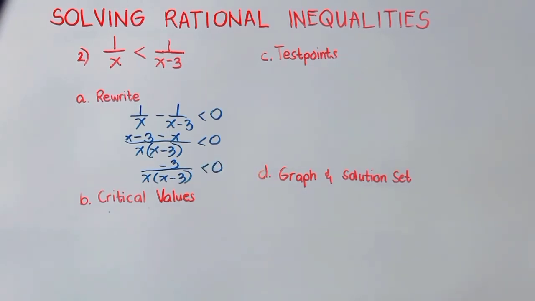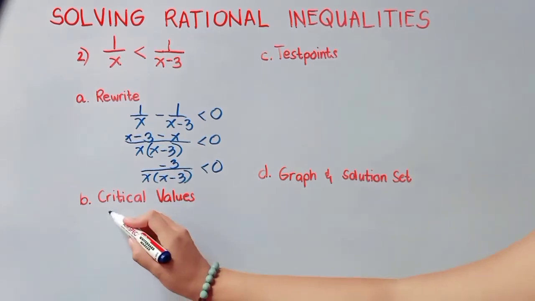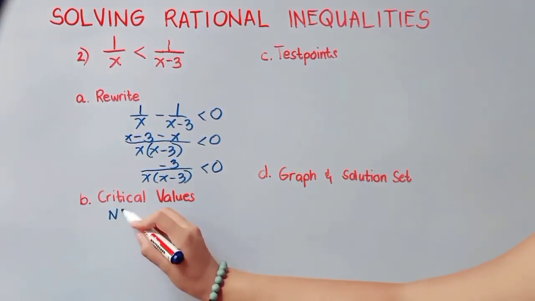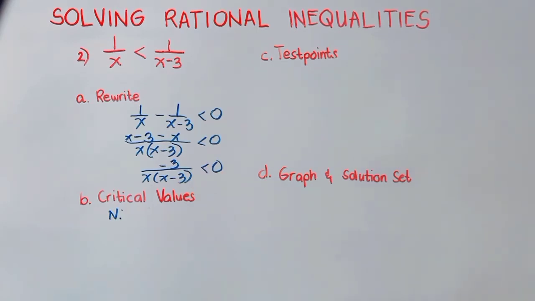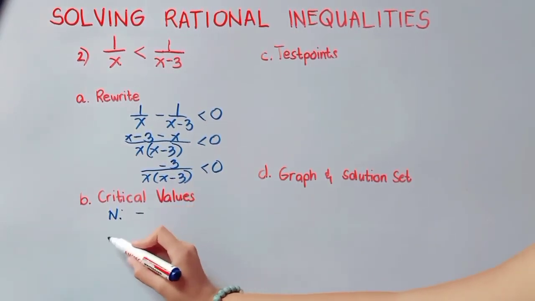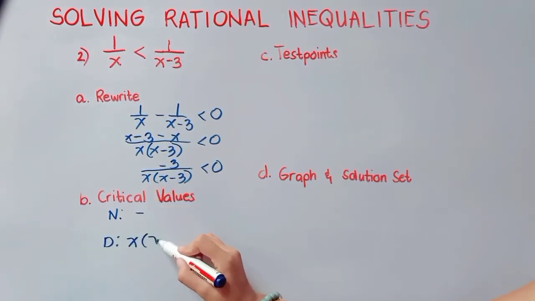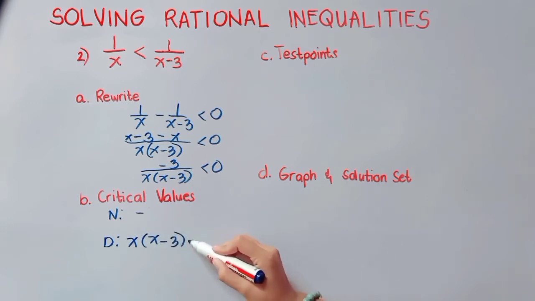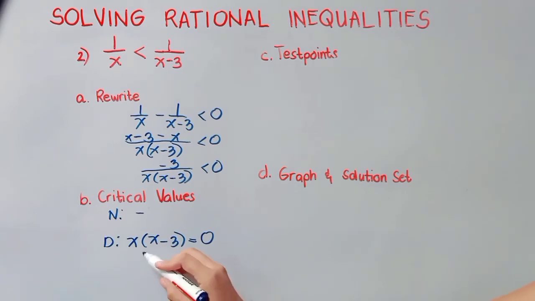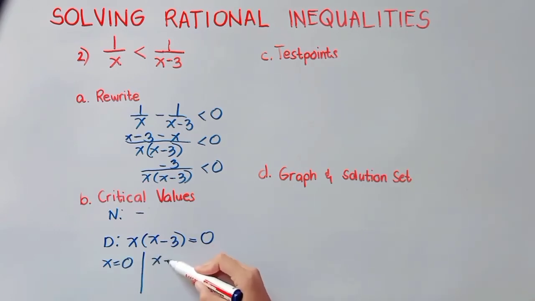We can now proceed on getting our critical values by equating our numerator and denominator to 0. Let us start with the numerator. As you can see, there is no x variable in the numerator, so we'll proceed to the denominator. Our LCD is x times quantity x minus 3, and we will equate it to 0. By zero product property, if the product is 0, then either of the factors or both is equal to 0.